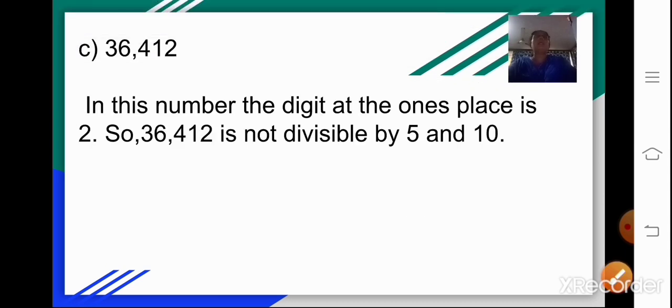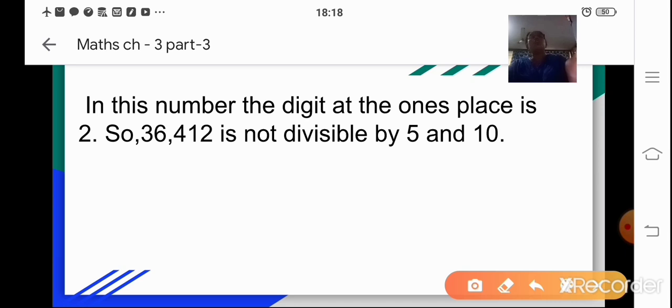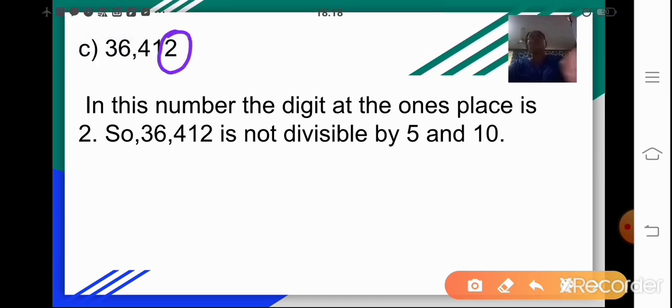The next number is 36,412. Now here the number in the ones place is 2. So this number is not divisible by 5 and 10 also. In this number, the digit at the ones place is 2. So 36,412 is not divisible by 5 as well as by 10. Once you know the rule, students, it is easy for you to understand.